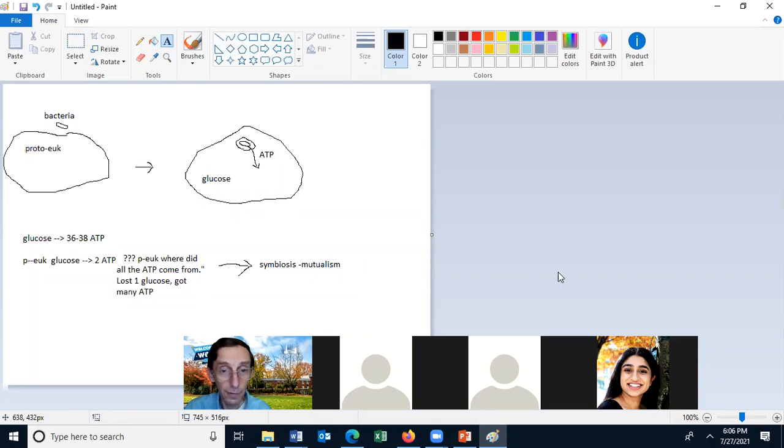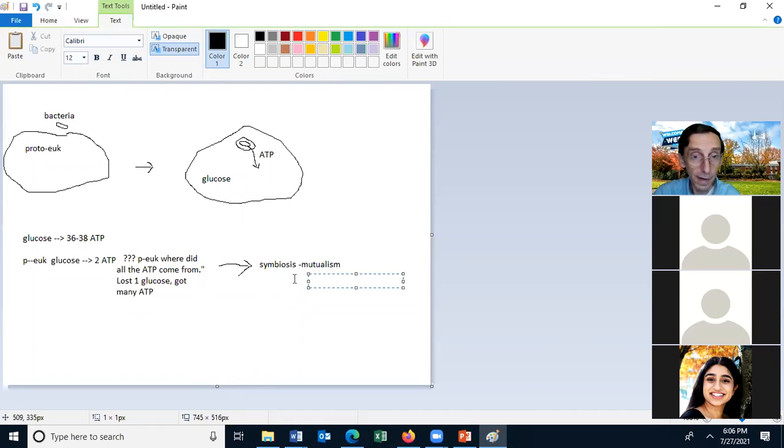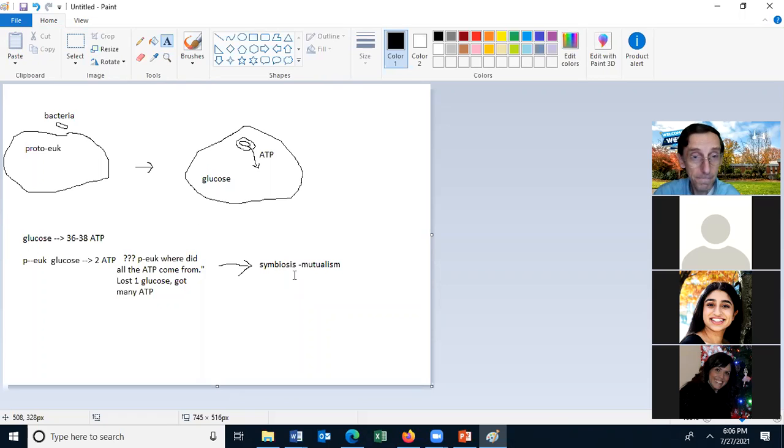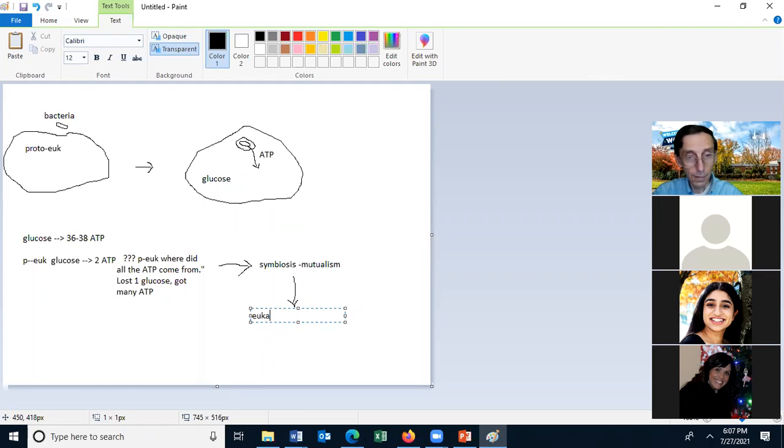Now they've lived together for so long that we do not find the bacteria free living on its own. So this species of bacteria we only find now inside a eukaryote cell. Okay? And they lived for so long that now, let's make another arrow here, we now call them a eukaryote cell, and a mitochondria inside it.